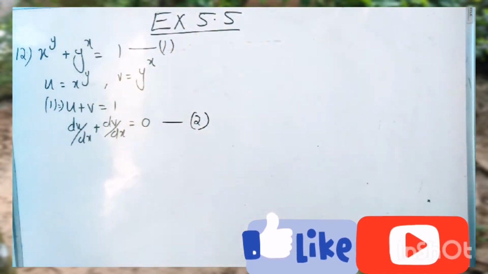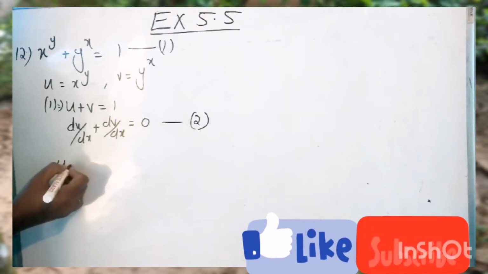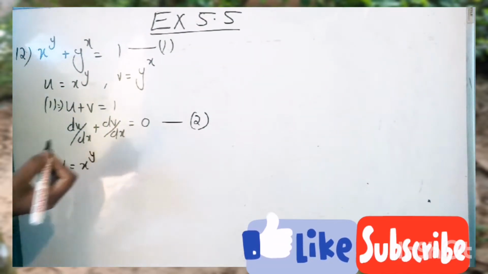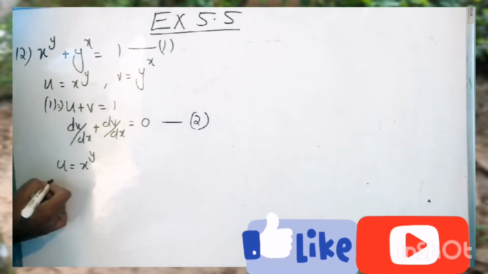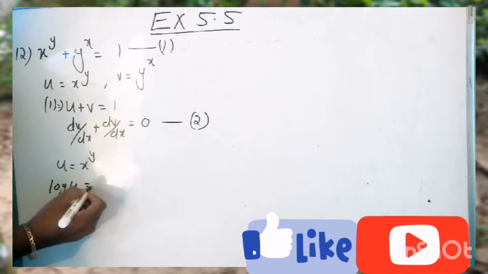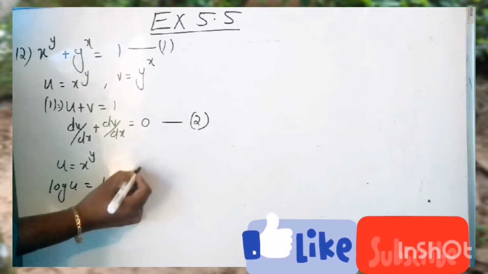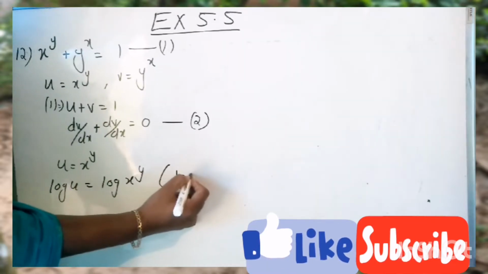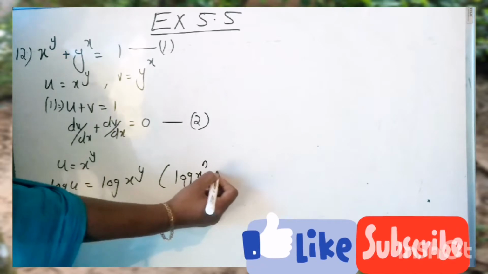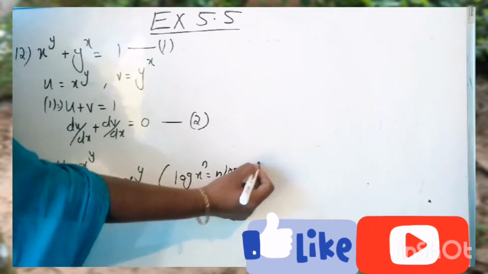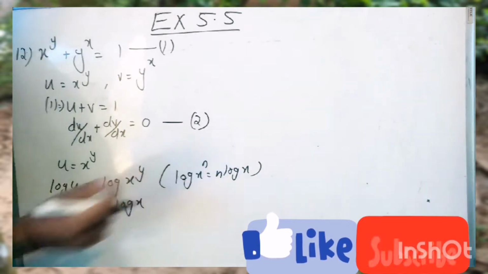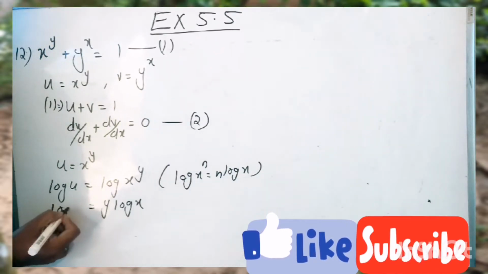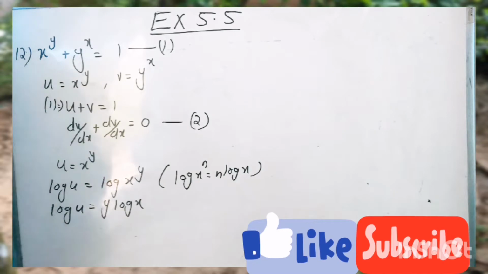Now consider the first one. u is equal to x raised to y. Take log on both sides. Then log u is equal to log of x raised to y. This is of the form log x raised to n, that is n log x, and this is y log x by using this result. So log u is equal to y log x.